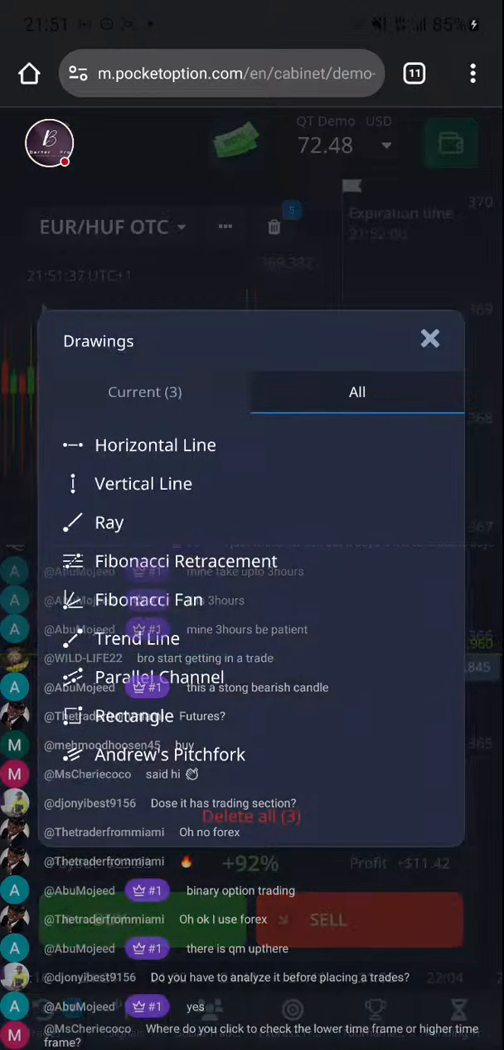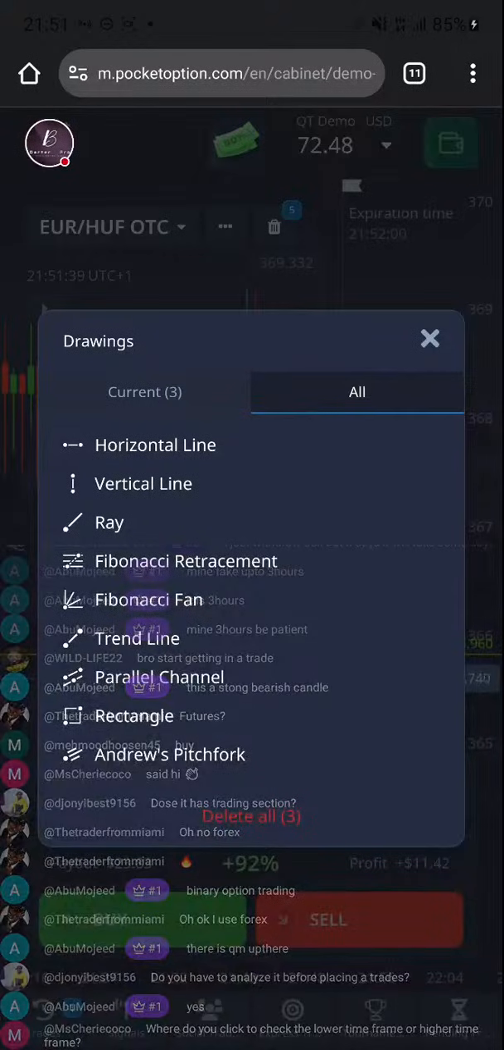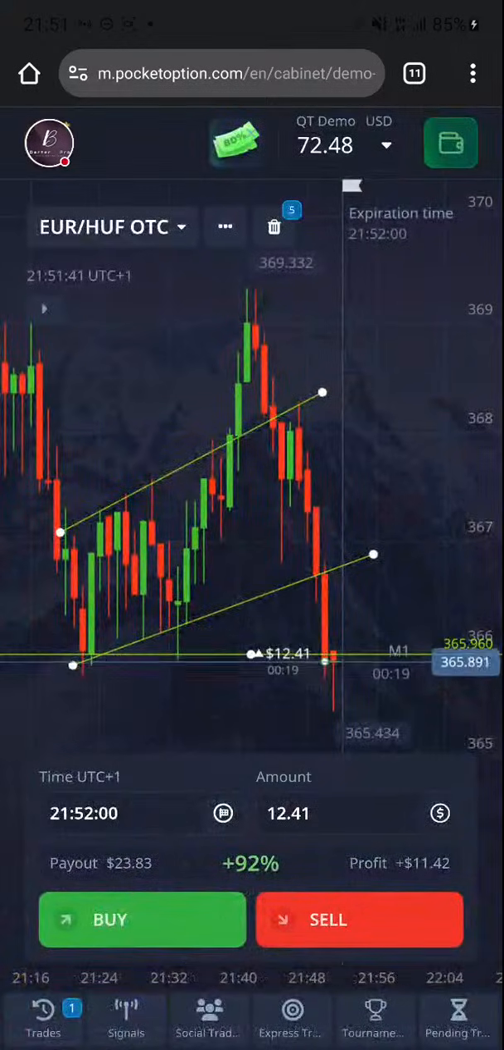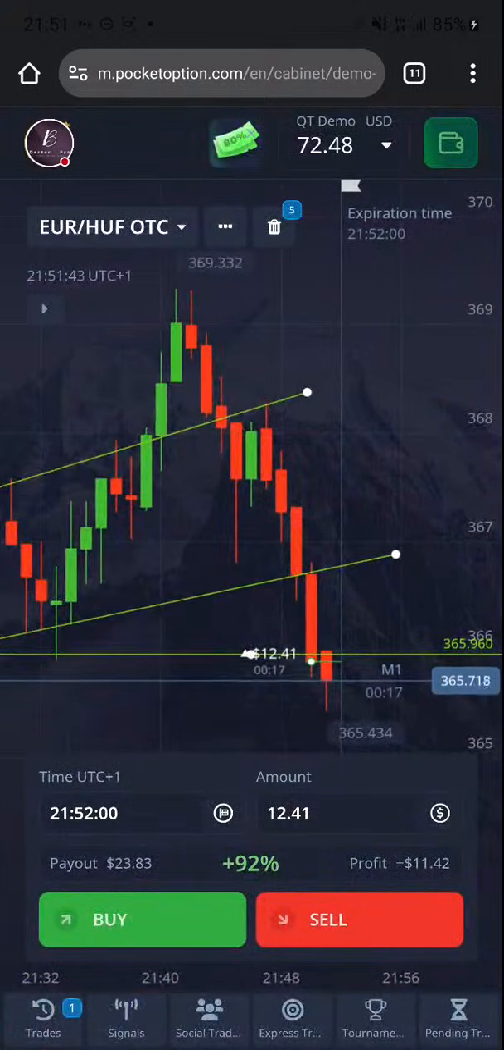Where do you click to check lower time frame? Okay, I'll show you now. Let's have this trade. Let's see if we will win it. I think the buyers are making efforts to push the price up.